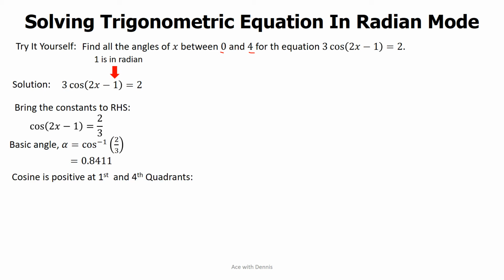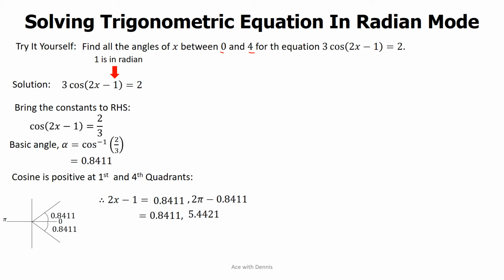Now we check the cosine is positive for this case, so it will be in the first and the fourth quadrant. We can draw the quadrant diagram, first and fourth quadrant, and the basic angle here. So the angle 2x minus 1 will be equal to 0.8411 for the first quadrant and 2 pi minus 0.8411 for the fourth quadrant, which will give us the answers 0.8411 and 5.4421.